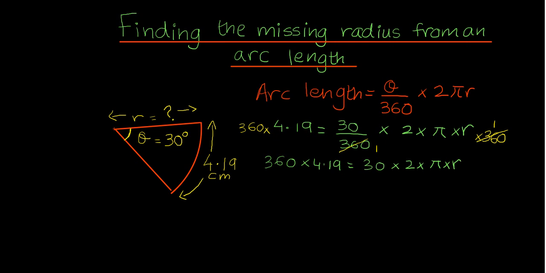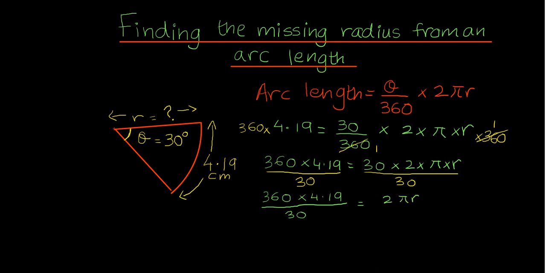Then I could divide both sides by 30. I can divide this by 30 as well. And there we go, I've got rid of the fraction from the right hand side, and it has been inverted, flipped over, so we have its reciprocal on the left hand side in terms of 360 over 30. And now I have 2 pi r on the right hand side.